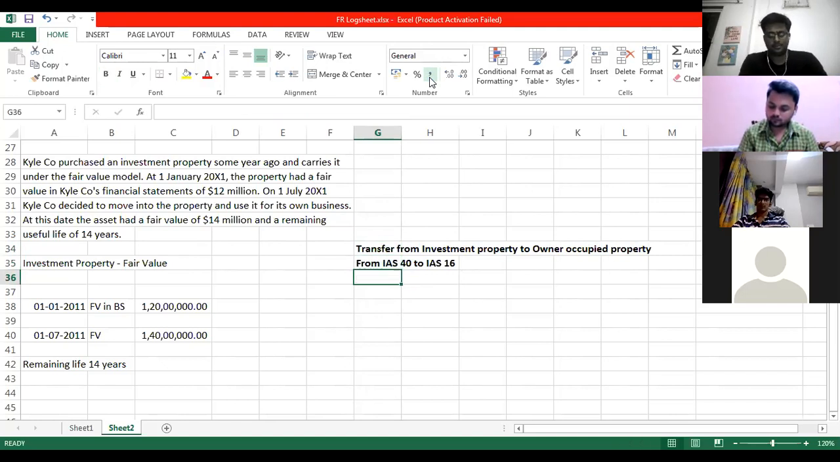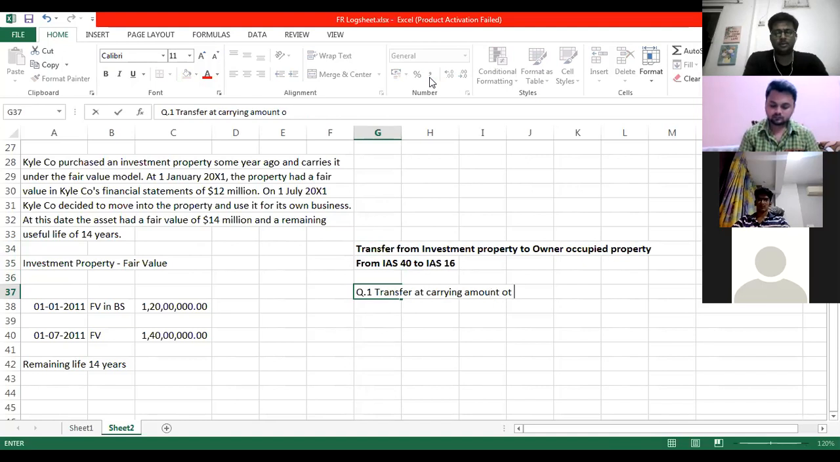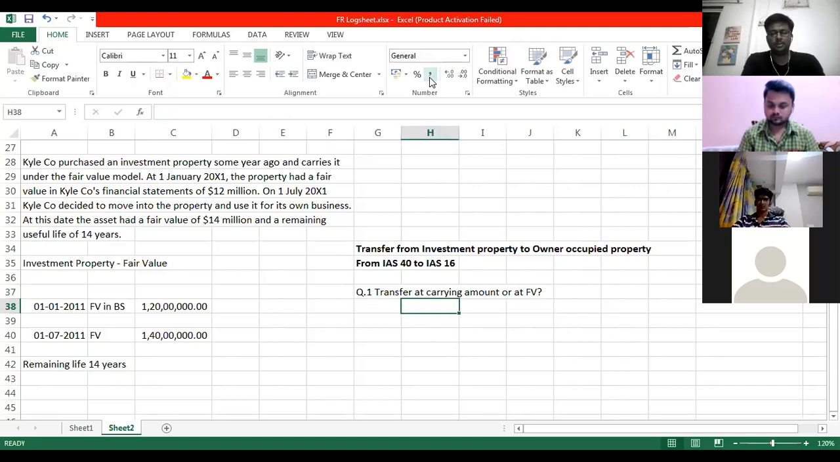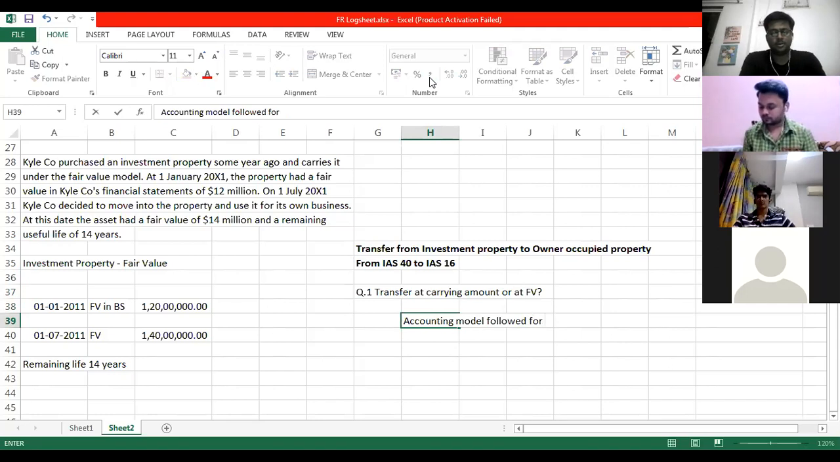Now we need to see at what value it will be transferred. Question number one: transfer at carrying amount or at fair value? What we need to see here is the accounting model followed for investment property. It is the fair value model. That means transfer at fair value.